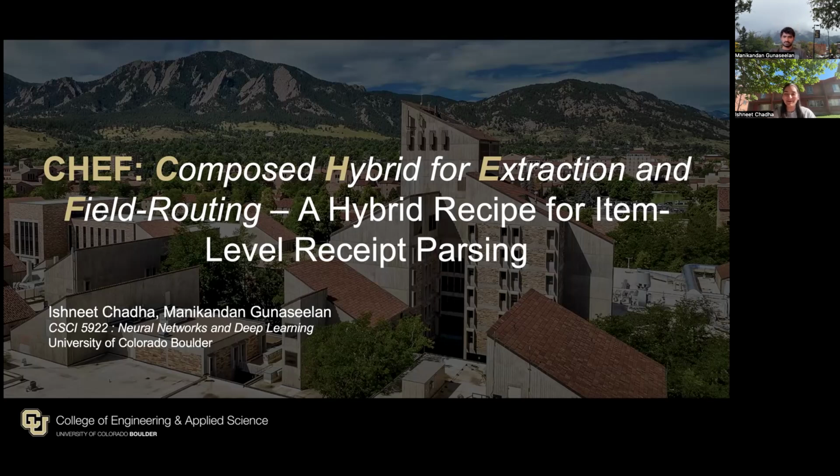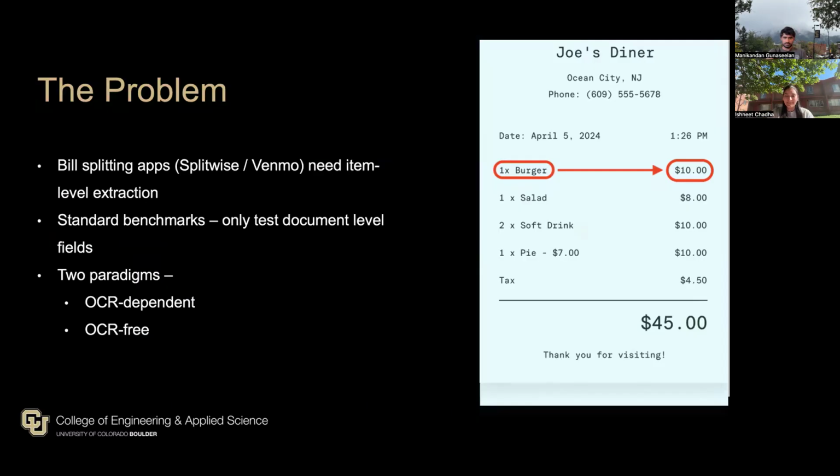Hi, I'm Ishneet, and together with Money, our final project introduces Chef, a composed hybrid for extraction and field routing for item level receipt parsing. Bill splitting apps like Splitwise and Venmo still require users to manually type every itemized amount.